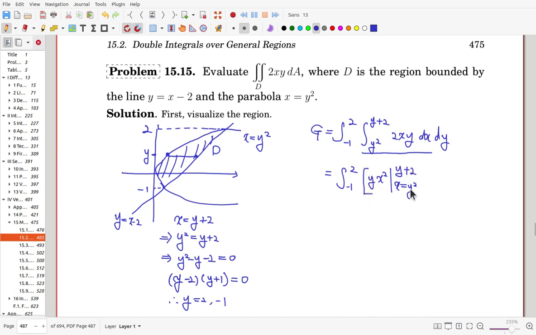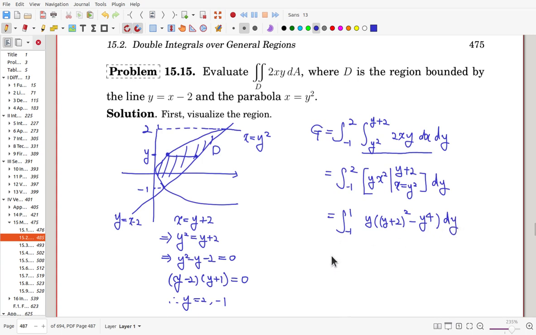And after getting this one, we'll try to get the y integration, from minus 1 to 1. That is y times, from this one, this is squared, y times (y plus 2) squared minus y to the 4, dy.